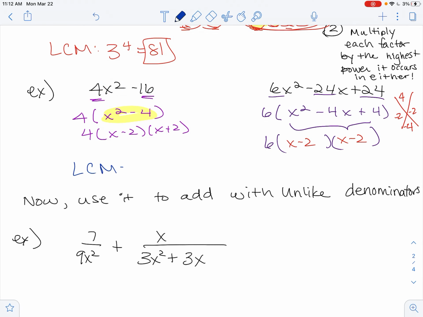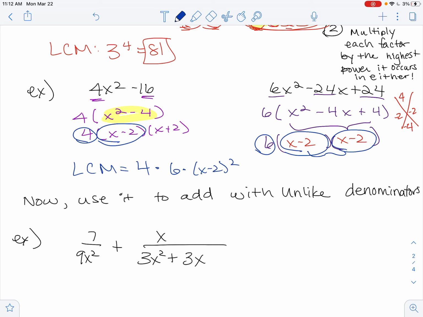So the LCM, we're going to go 4 and 6. We see x minus 2 in both sides, but we're going to pick the one that happens the most. So x minus 2 squared, and then we're also going to bring down this x plus 2. So this is the total least common multiple that we're going to need to make our common denominator, okay?